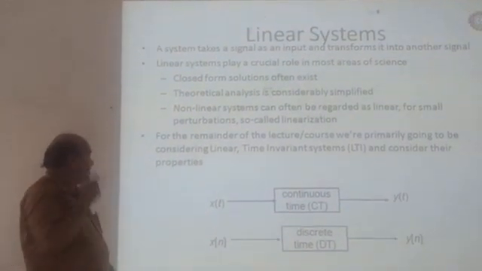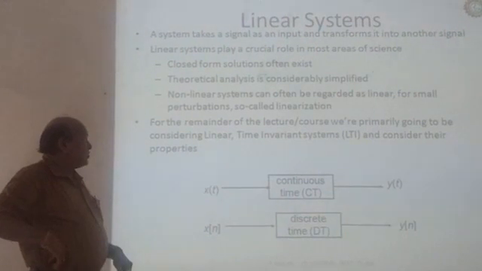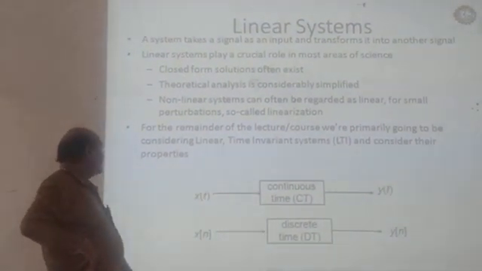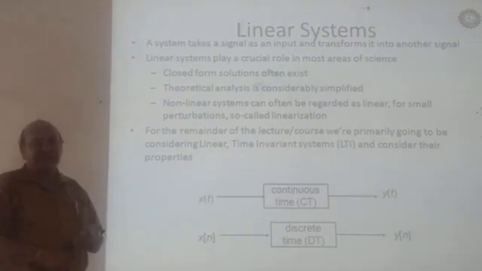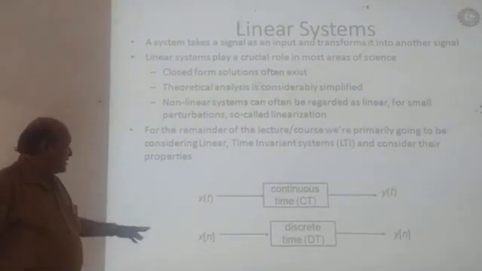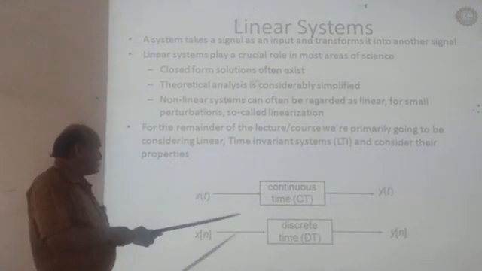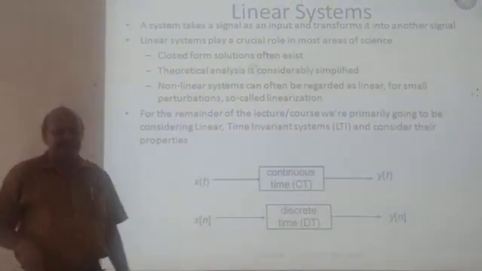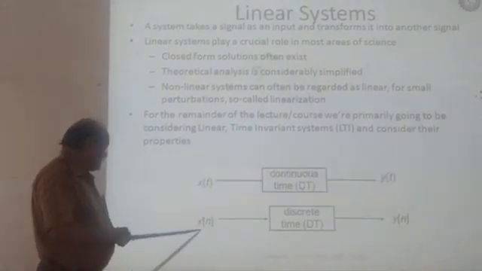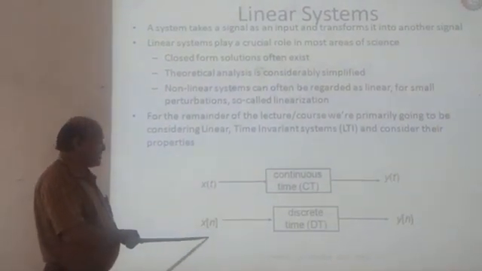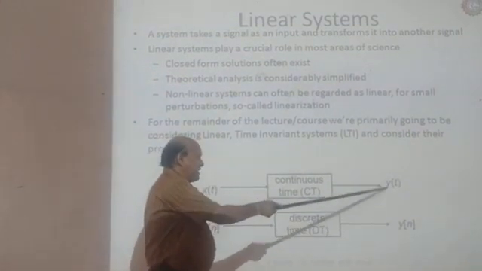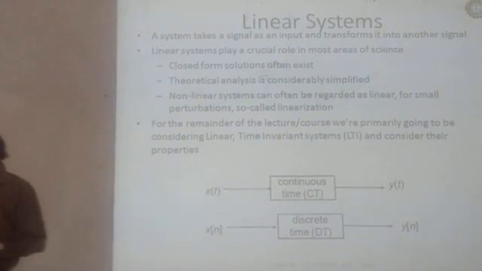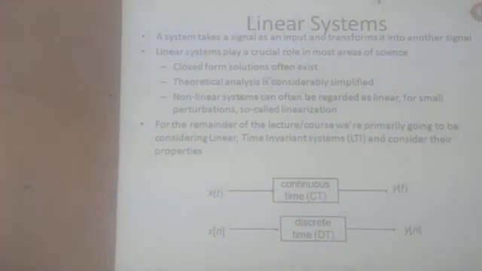For the remainder of the lecture course, we are primarily going to consider linear time invariant systems and their properties. Now, this diagram is shown here. This is a continuous time system, and this is the discrete time system. Here the input is x of t, and in the discrete time system the input is x of n. Here the output is y of t, and in discrete time the output signal is y of n.